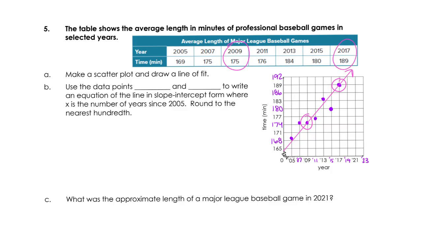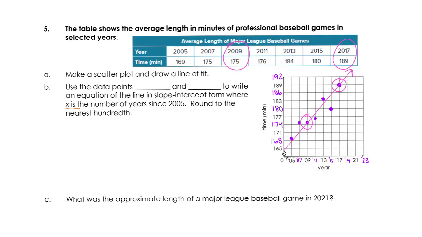So now that we've chosen those 2 points, these 2 right here, we then need to fill out the blank about when it says use the data points blank and blank to write an equation of the line of slope in slope-intercept form where x is the number of years since 2005. This is actually going to throw kind of a wrench, if you will, in just flat out using the ordered pairs as they give them to us.